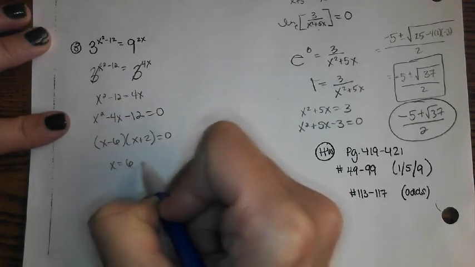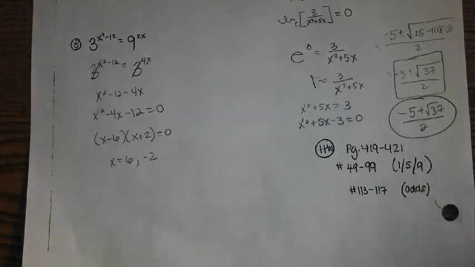So x equals 6 or negative 2. Either one of these are fine because I'm not taking a log of anything.